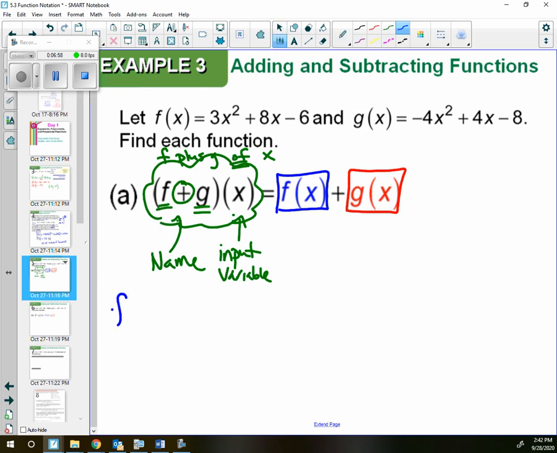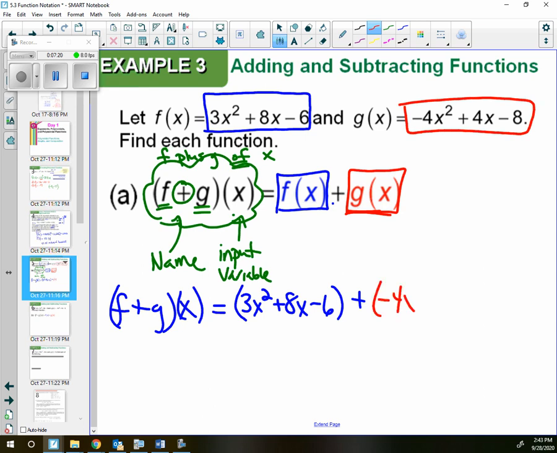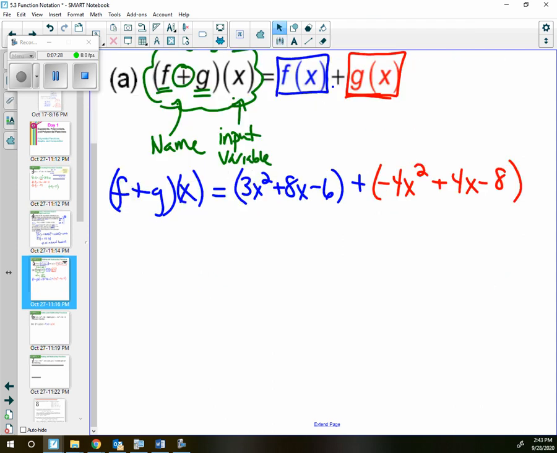All right, so if I'm going to do f plus g of x, remember that is not multiplication. That means I'm going to take the rule for f, which is 3x squared plus 8x minus 6, and I'm going to add that to the rule for g of x, right, which is this. So the rule for g of x is negative 4x squared plus 4x minus 8. So I'm just really doing like terms. That's all it is. So just be aware when you see that operation symbol between two function names, just do that operation with the true rules.